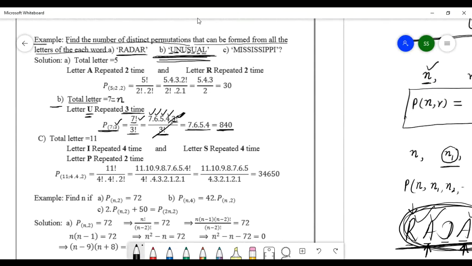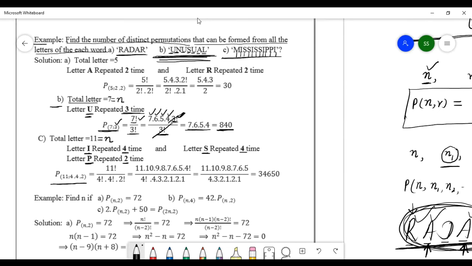Now see this one, number C. Here the word is Mississippi. Okay. Then take this. Here Mississippi, how many letters? Count from here: 1, 2, 3, 4, 5, 6, 7, 8, 9, 10, 11. Total 11 letters. This is N. Now repeated: see this, I repeated 4 times. Okay. And S repeated 4 times. And P repeated 2 times.